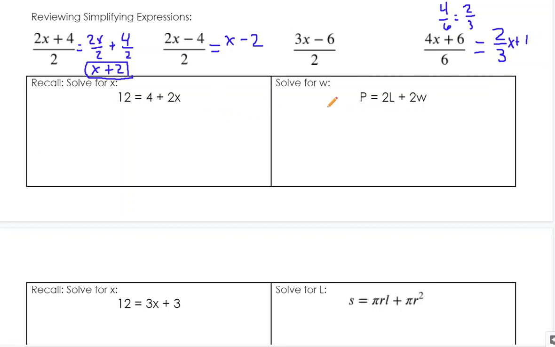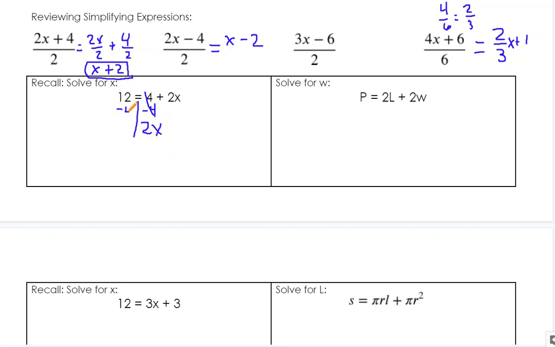All right, let's do some more literal equations. All right, let's remember how to solve this two-step equation. I got 12 equals 4 plus 2x. I want to get x by itself, it says. So how can I do that? Well, I want to get rid of everything that's not the x, right? So I want to get rid of this positive 4. How do I get rid of a positive 4? Well, I would do a minus 4 to cancel that out, right? And that leaves me with 2x.